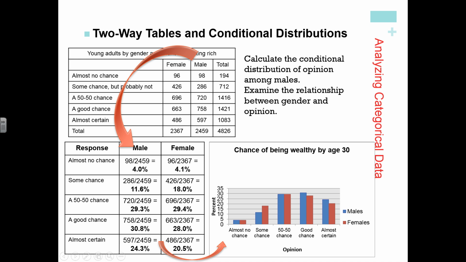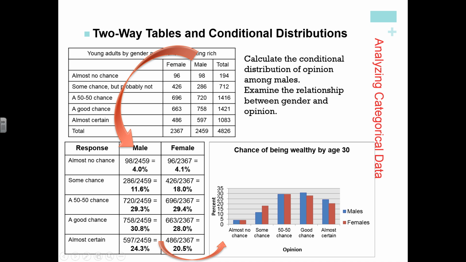Now, a couple things I want you to note, which is very, very important for when you go to take your AP exam. Every single graph that you make, you have to include a title. So you see here I have the title, Chance of Being Wealthy by Age 30. We have to label our graphs. So on my left-hand side, I have my percents. On the bottom, I have my opinions, and then I actually put in what opinions they were, almost no chance, some chance, and so on.